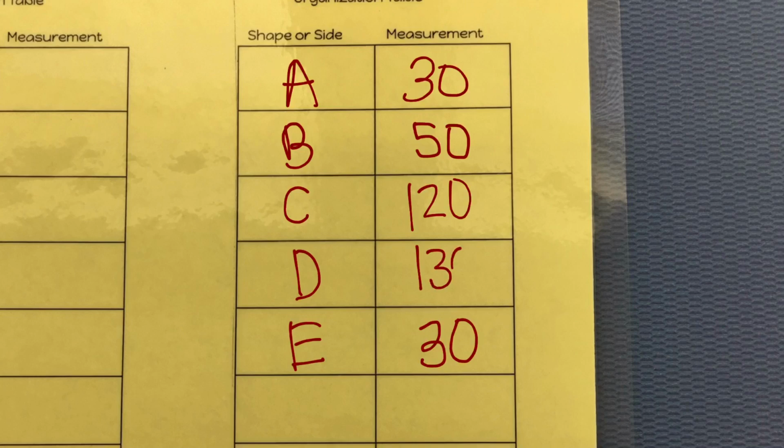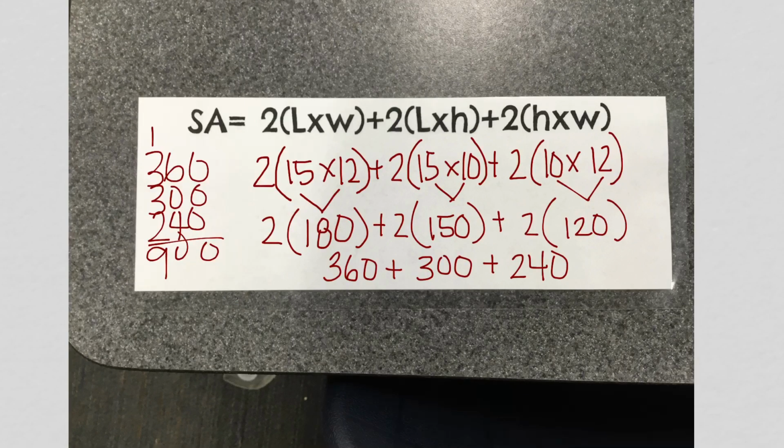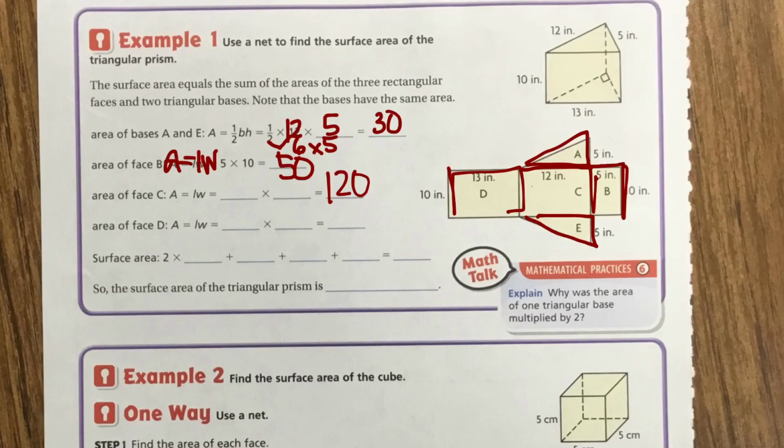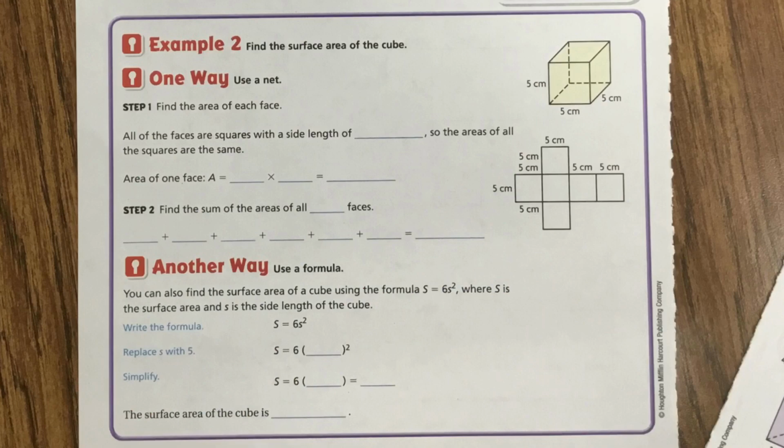Okay, now I have them all. Now make sure they're lined up correctly so we don't get these mixed up. So let's add all this together. I've got 30, 60, 110, 160, and 130, 360. Yep. So the surface area of this triangular prism is 360 what? Inches squared.